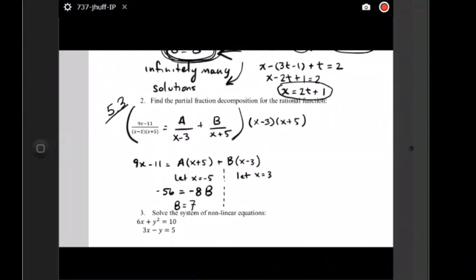9 times 3 would be 27, minus 11, that's 16. And then 3 plus 5 is 8. So you have 8A. B disappears because you have 0 times B. So you have A equals 2.